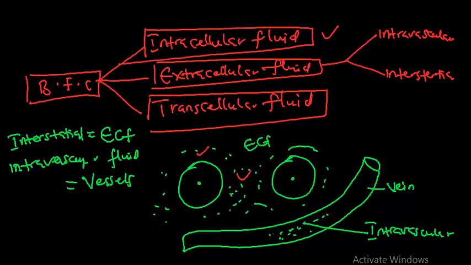And the last thing we have here is the transcellular fluid. This transcellular fluid simply refers to any fluid that is not contained within the cell. They are specialized fluids found in specific compartments of the body, like the cerebrospinal fluid and the synovial fluid, which serve unique functions in various bodily systems.